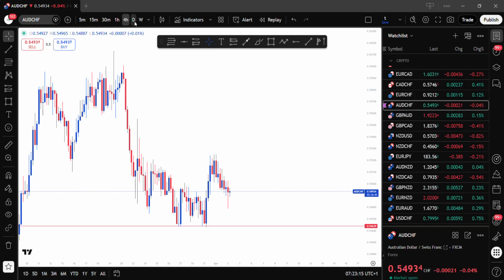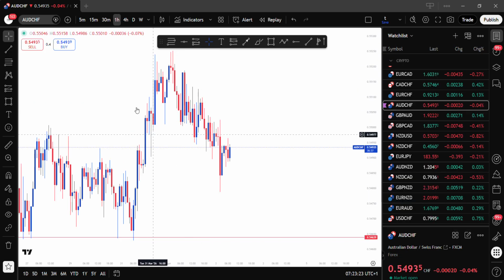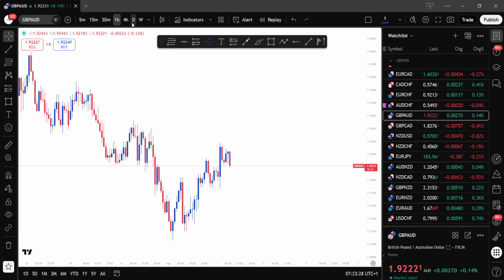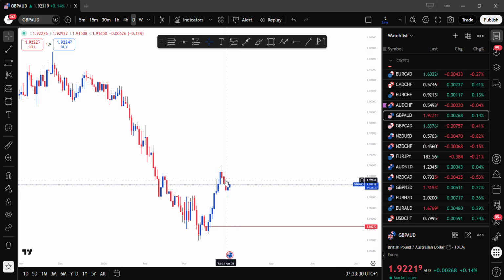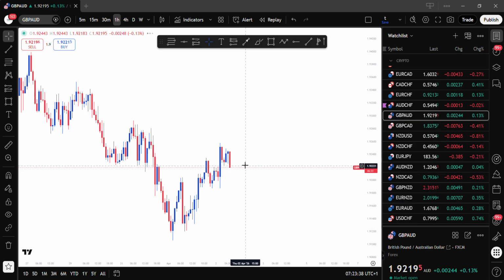On AUD CHF daily time frame, you can see market has been selling the whole time. It's up to this point already. Then I said the buy should start happening from here, and there was no change of character to confirm that buy yet. On GBP AUD, if you see the daily time frame, it keeps buying, but there should be a sell to this point, then the buy will continue. So if you see on the 4 hours, that sell is not happening. On the 1 hour as well, the sell is not activated yet.